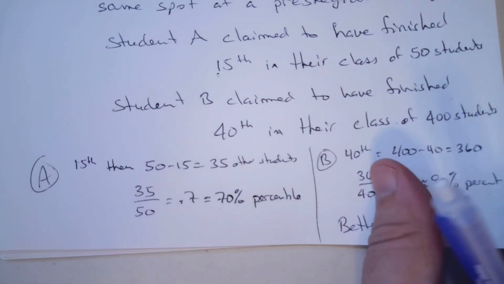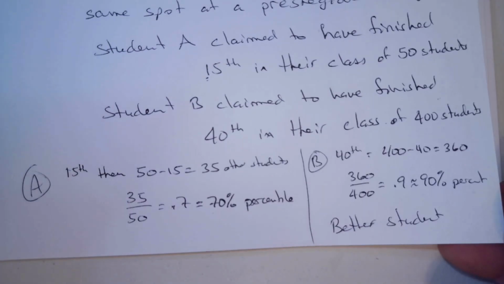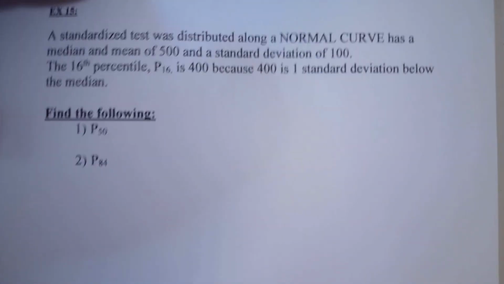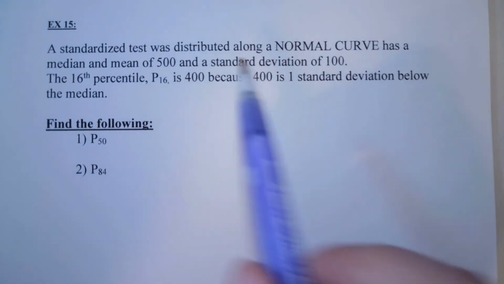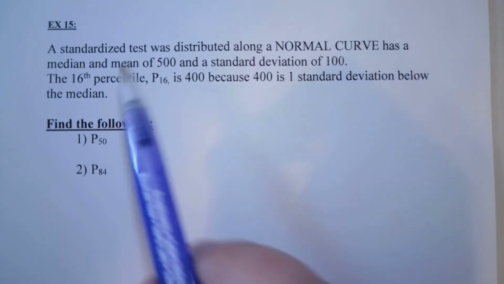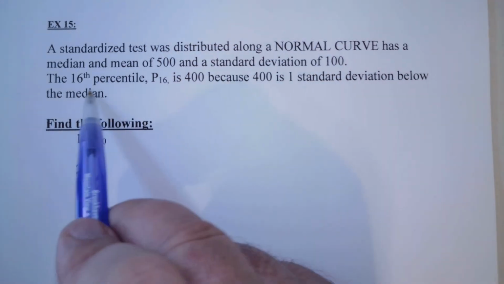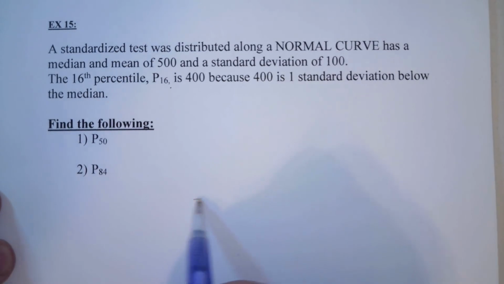Again, you have to be very careful on how you use the information that you're given. You have to compare it with everything else. How does it relate to everything else? Let's look at this one. The standardized test was distributed along a normal curve, has a median and mean of 500 and a standard deviation of 100. The 16th percentile, P16, let's look at this.